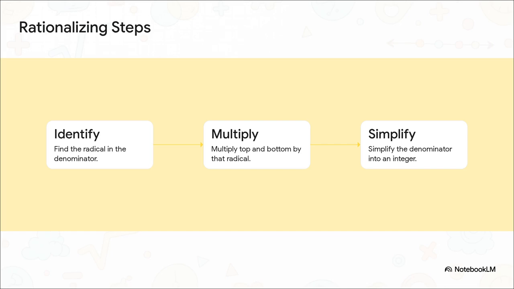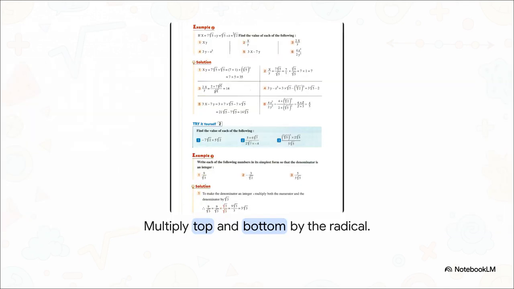First, identify the offending radical. Second, multiply both the top and the bottom by that exact same radical. And third, just simplify. Let's see this in practice with 9 divided by the square root of 3. See? Not so bad, right?